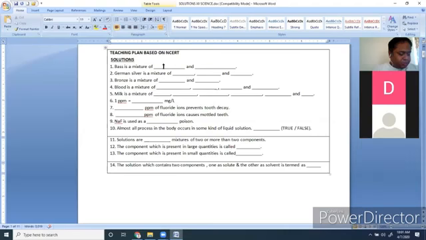Brass will be a mixture of copper and zinc. German silver will be a mixture of copper, zinc and nickel. Bronze will be a mixture of copper and tin.